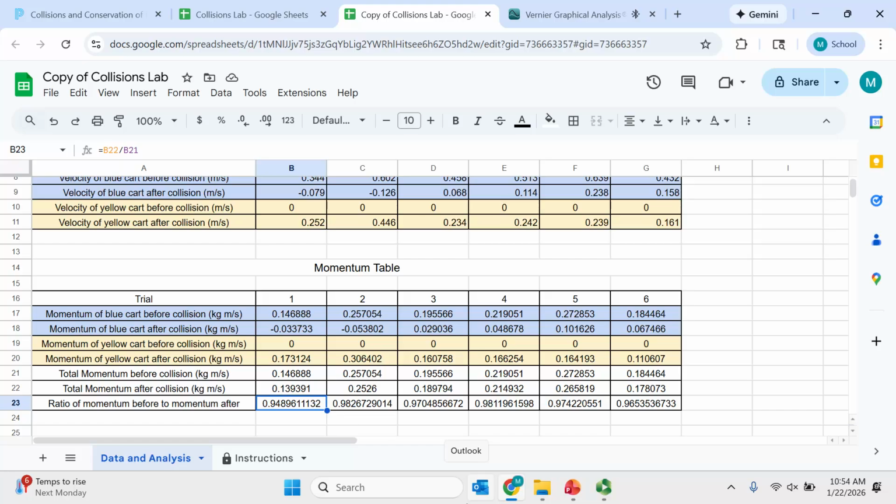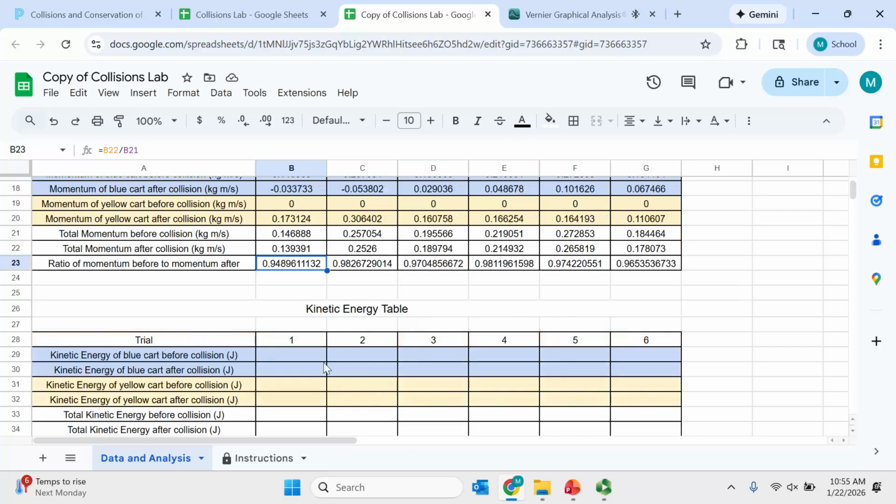If I look at all my numbers, the one that is the smallest is a little bit less than 0.95. That would tell me about 5% of my momentum was lost in the collision. That's within the range that we would say these are probably the same. And my largest one is 0.983. That tells me only about 1.7% of my momentum was lost in the collision. So I would probably say from my data here, this looks like momentum is conserved.